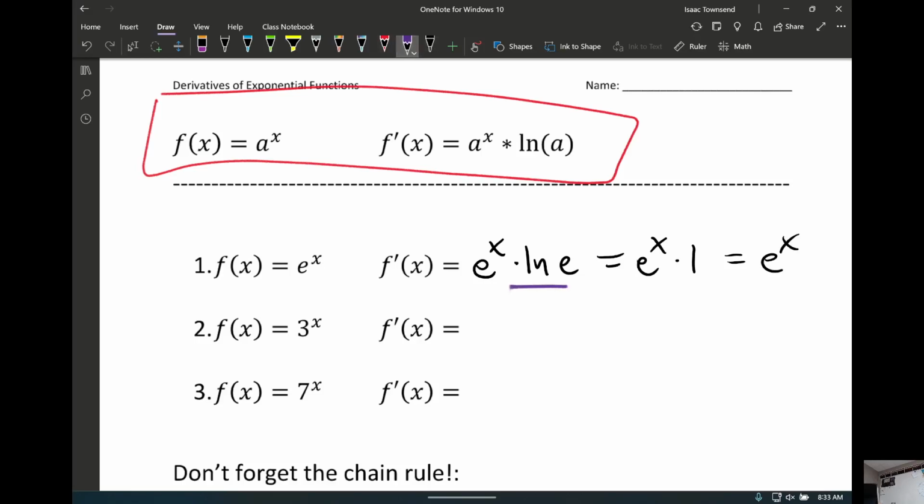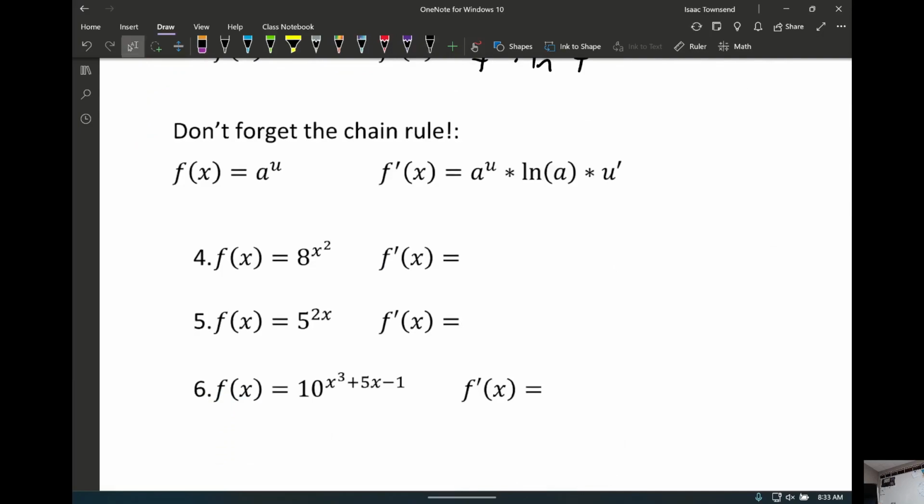But if you can remember that it's really there, then the derivative of 3 to the x is just going to be 3 to the x times natural log of 3. Natural log of 3 doesn't simplify to 1, so we need the whole thing. 7 to the x would be 7 to the x times natural log of 7. Just like e to the x has an e to the x, 3 to the x has a 3 to the x, 7 to the x has a 7 to the x. But you have to include this natural log of the base.